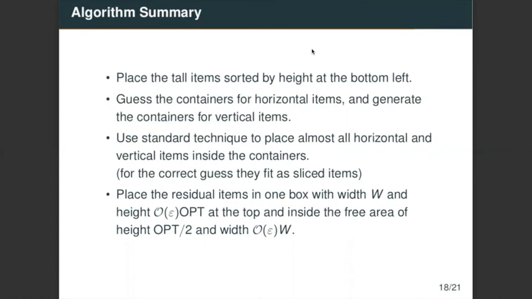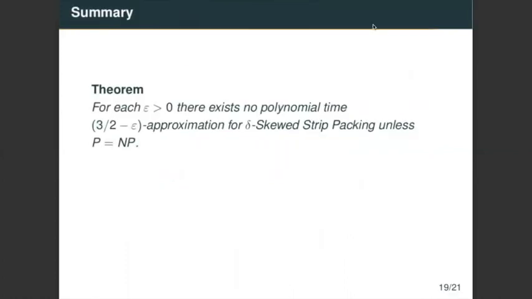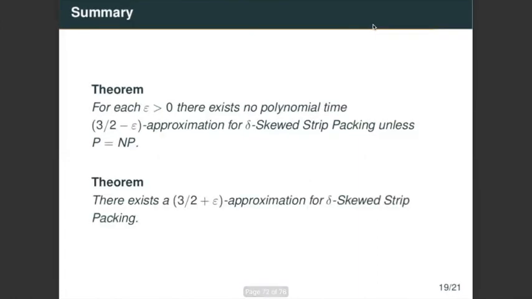Recall that in this video, we introduced the delta skewed strip packing problem. Then we presented two results for this problem. The first one was a hardness result. We showed that this problem is 3/2 minus epsilon APX hard. Then we presented a 3/2 plus epsilon approximation algorithm for this problem, which is an almost tight approximation algorithm.